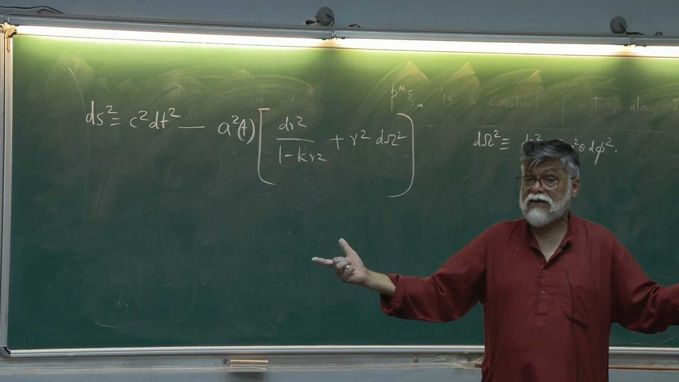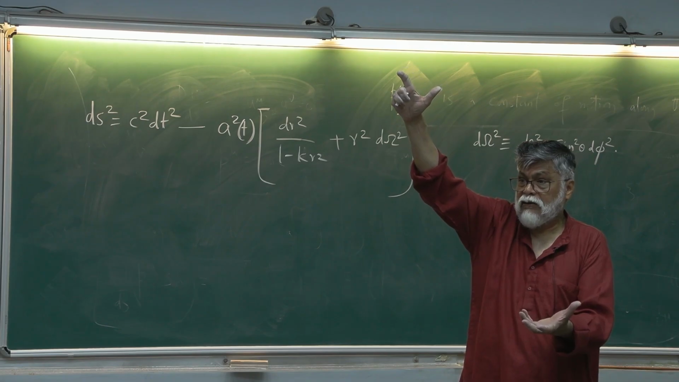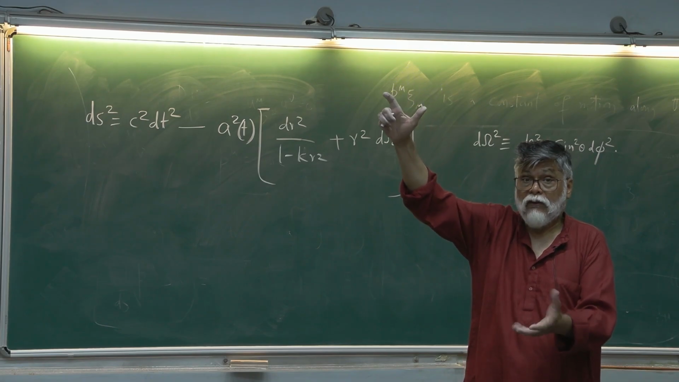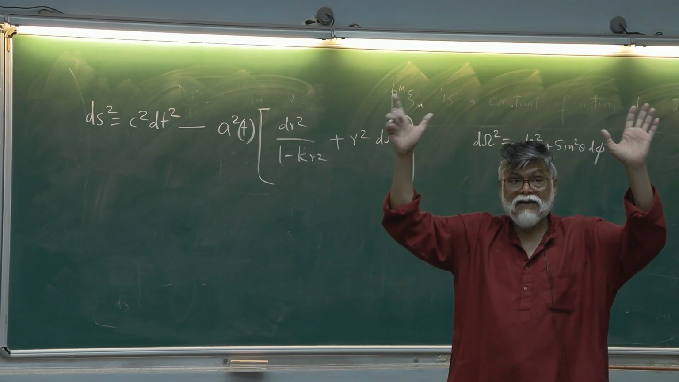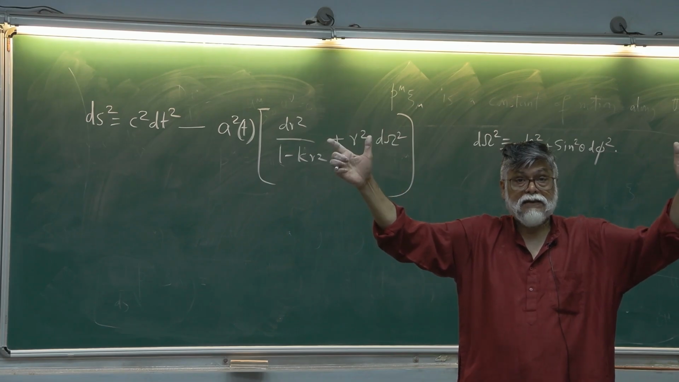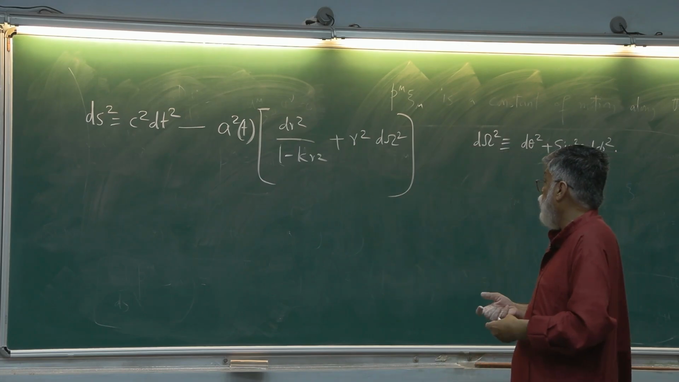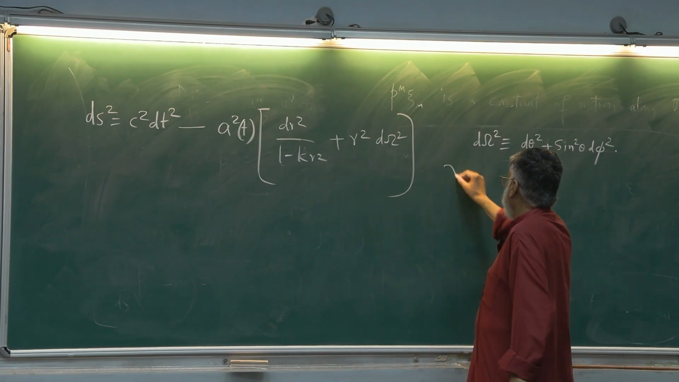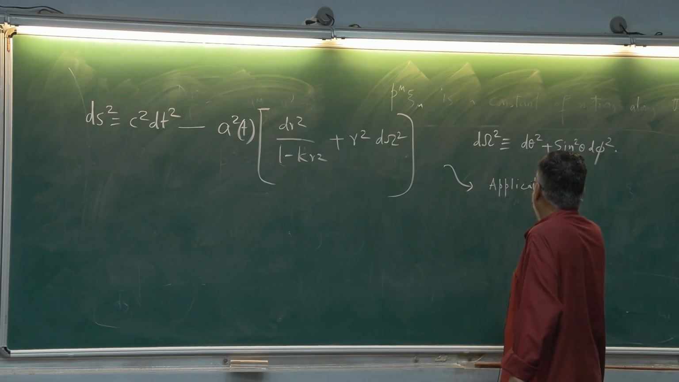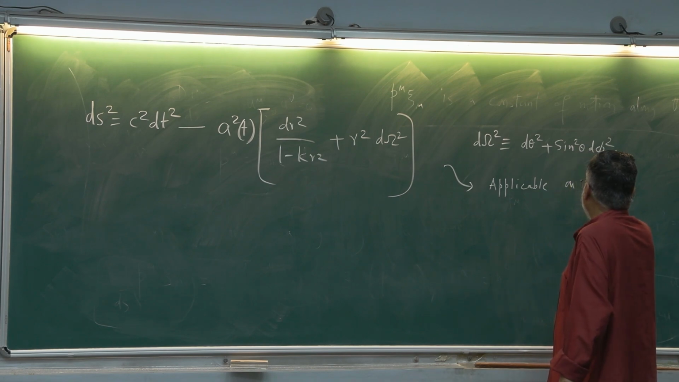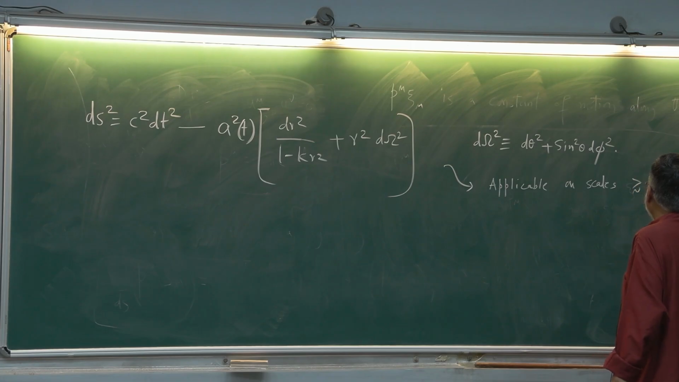You can't even use this metric in space because Earth's gravity is not homogeneous. So therefore, this metric cannot even be applied to a galaxy. Only on scales where the universe is homogeneous and isotropic, only then you can apply this metric. And therefore, this is applicable on scales greater than or equal to roughly 200 megaparsec.